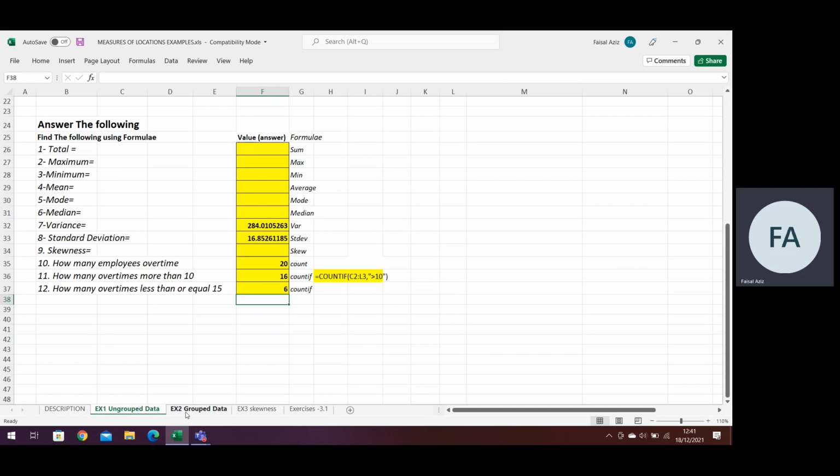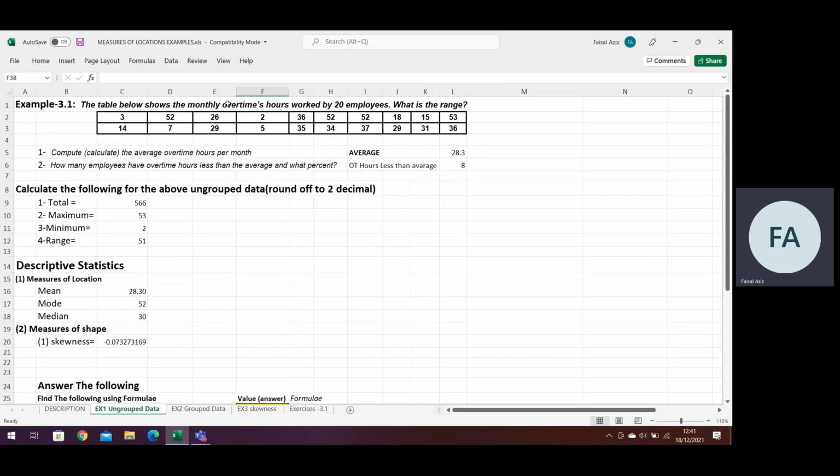Okay, now let's have a look at the other side, which is grouped data. Ungrouped data is given in the raw form, as you can see, merely numbers only. And when we talk about grouped data, grouped data is always given in the form of classes. So let's have a look at the other example of grouped data.